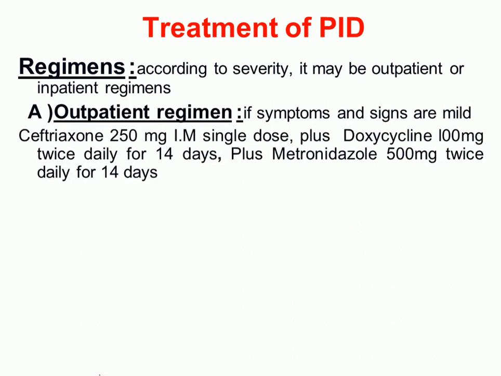Outpatient regimen, if symptoms and signs are mild, I can give ceftriaxone 250 milligram intramuscular single dose plus doxycycline 100 milligram twice daily for 14 days plus metronidazole 500 milligram twice daily for 14 days.